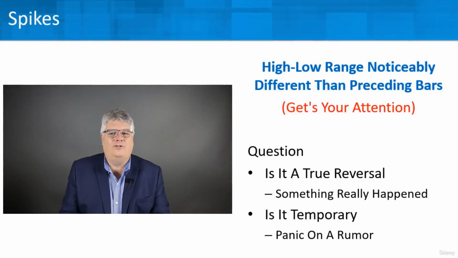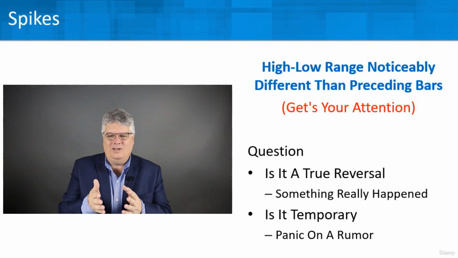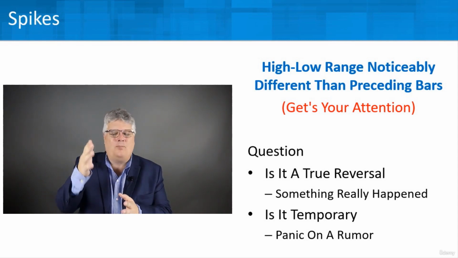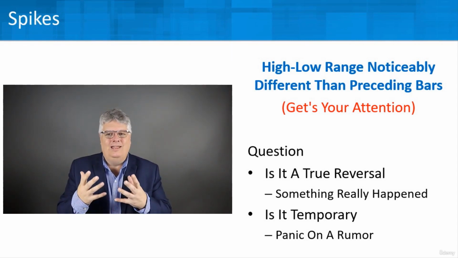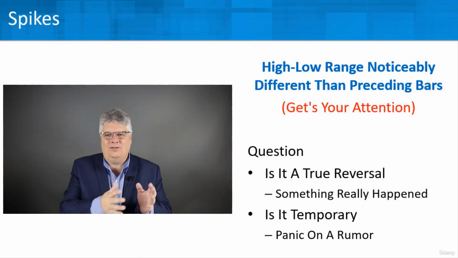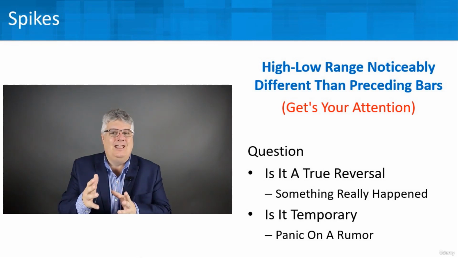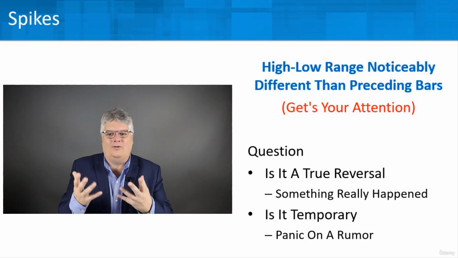If you've started looking at charts, you've probably noticed spikes, where the high-low range all of a sudden is noticeably different than the others. It just spikes up or it spikes down. Something's happened, and it really is dramatic compared to the other price bars preceding it. It gets your attention because it's so dramatic.